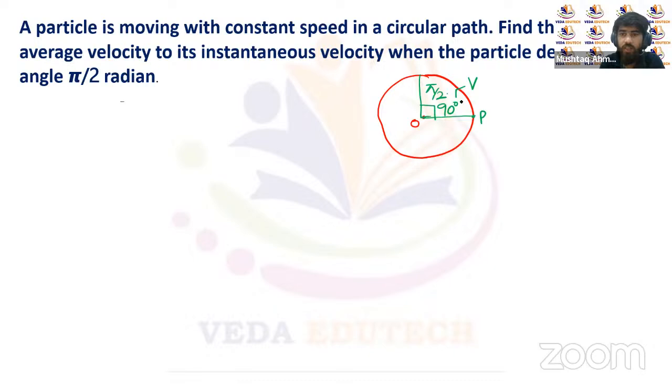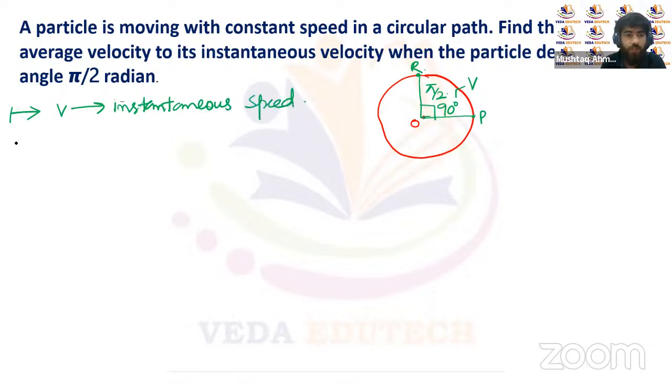The particle was initially at point P. Now the particle has reached point R. I can see here the angular displacement is 90 degrees. But we have to calculate the ratio of the average velocity to its instantaneous velocity, by magnitude only. Now you can see here the instantaneous speed of this particle is v. It's a constant speed, so the instantaneous speed here is v.